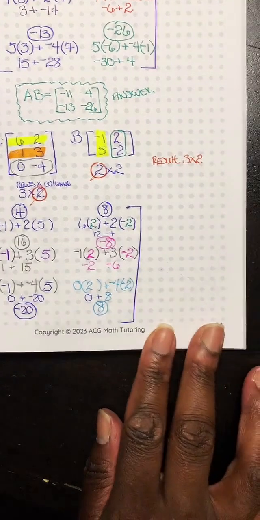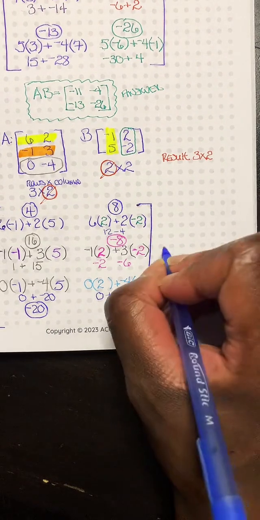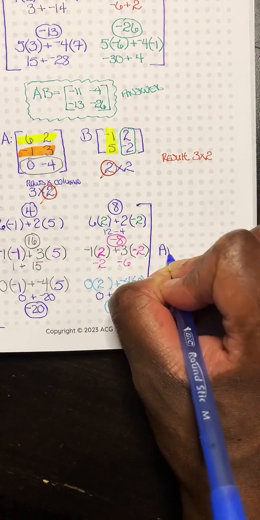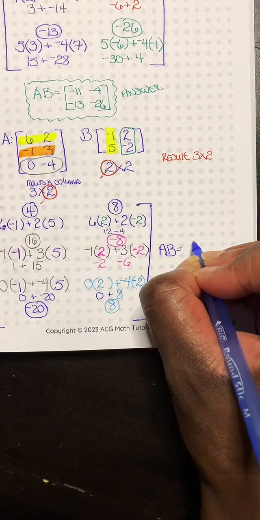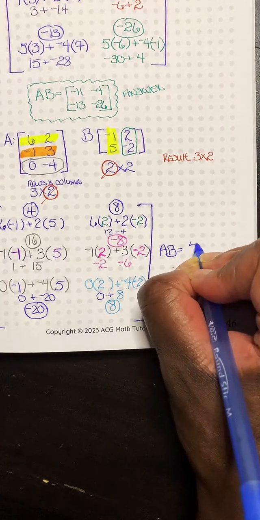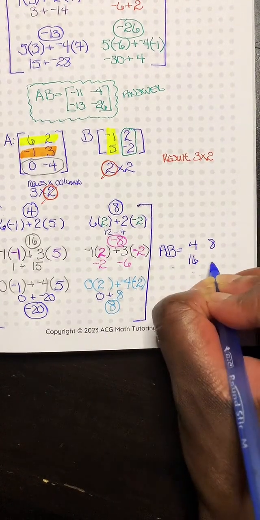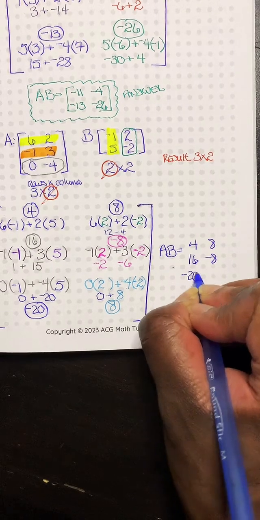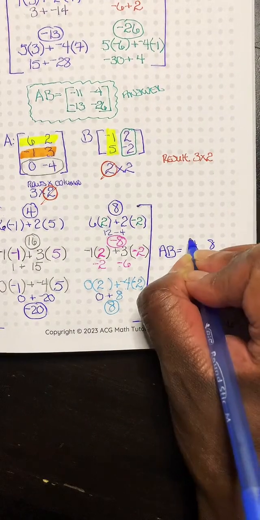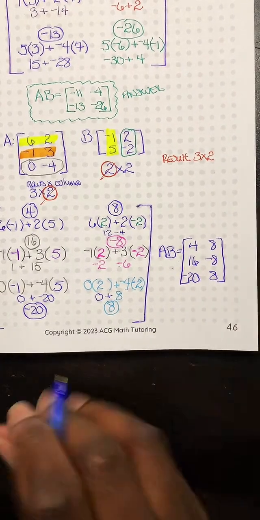Okay, so when we multiply, matrix AB is going to be 4, 8, 16, -8, -20, 8. And it's a 3 by 2 matrix.